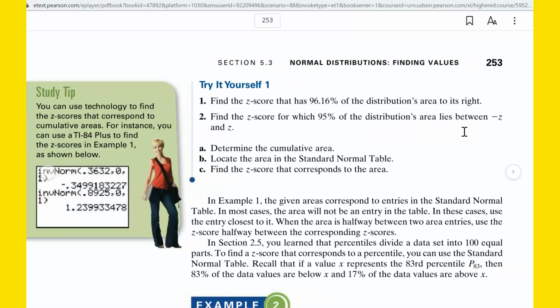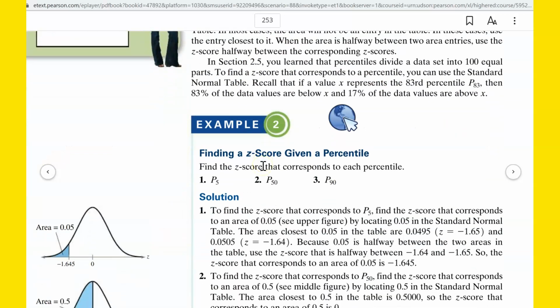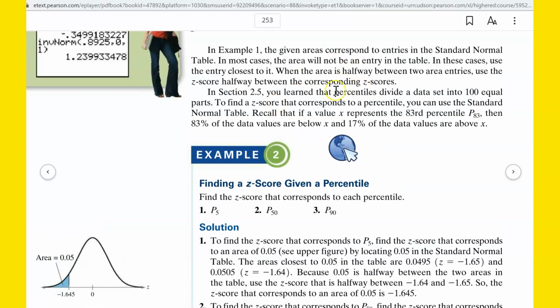Moving to the next page. All right, let's do percentiles. In section 2.5, you learned that percentiles divide a data set into 100 equal parts. To find the z-score that corresponds to a percentile, you can use the standard normal table. We don't have to use the standard normal table, but we can use our calculator. Recall that if a value x represents the 83rd percentile, then you can represent that by P83, P subscript 83. Then 83% of the data values are below x, and 17% of the data values are above x.